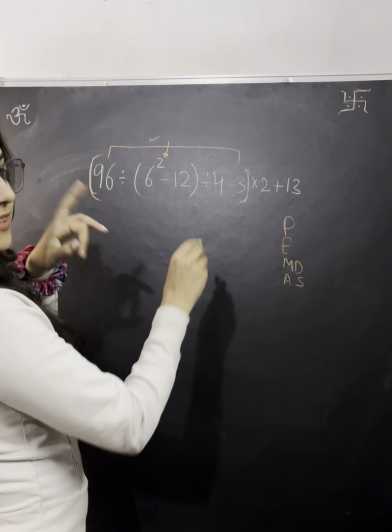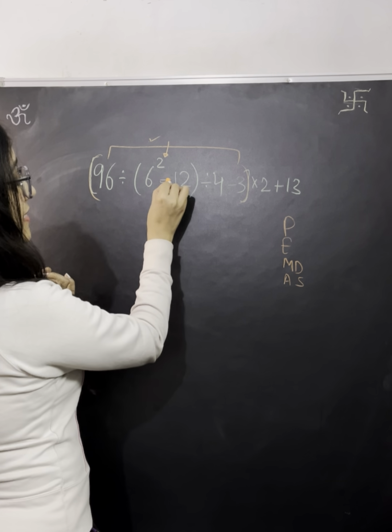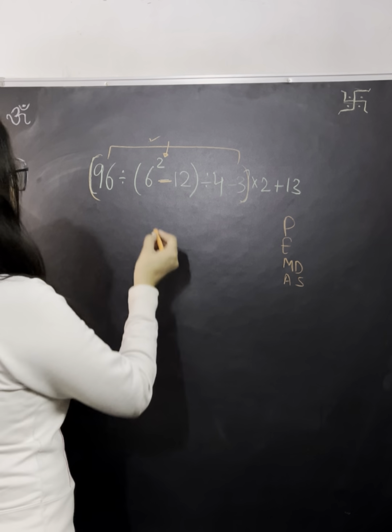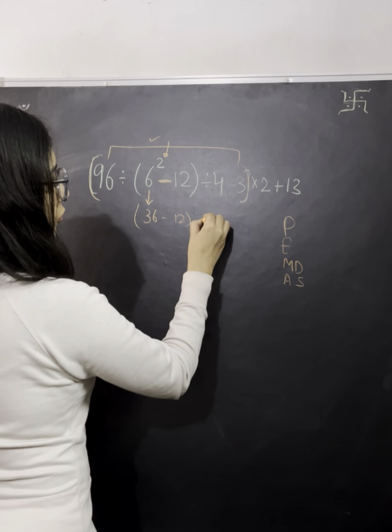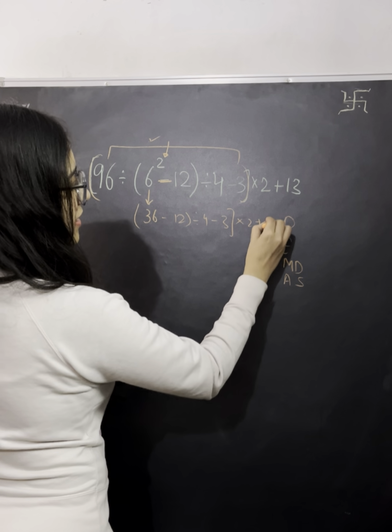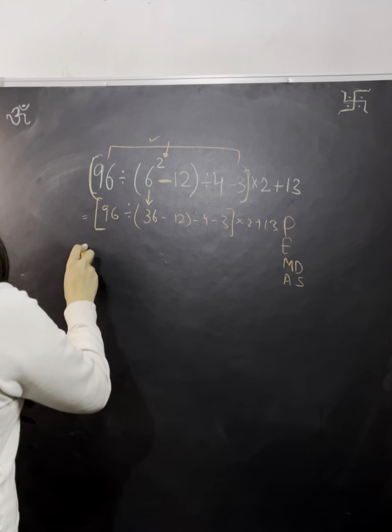What is coming inside the bracket? Another bracket. And in the other bracket, what do we have? A square and a subtraction sign, right? So, the square would be solved first. So, this became 36. Minus 12 as it is, divided by 4 as it is, minus 3 as it is, times 2 plus 13, divided by 96 here as it is, right? Okay, next.